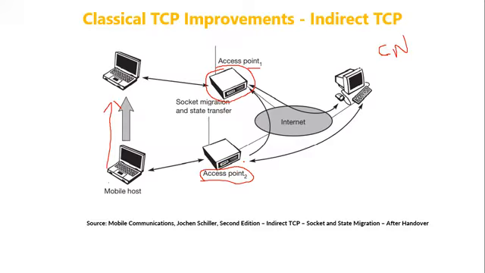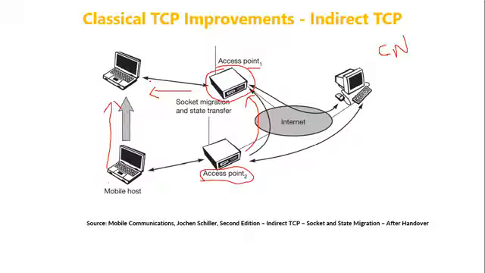In that case, what will happen? This access point, access point 2, should forward that packet to access point 1 so that it can transmit to the mobile node, because CN does not know that the mobile node has moved. So whenever the mobile node moves from one access point to another, the new access point will update the old access point, and if there is any data from the correspondent node to the old access point, that will be forwarded to the new access point so that it can reach the mobile node.